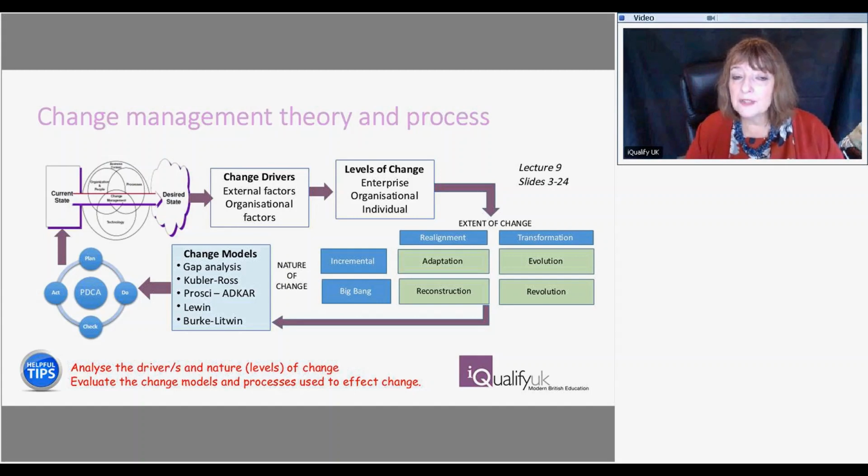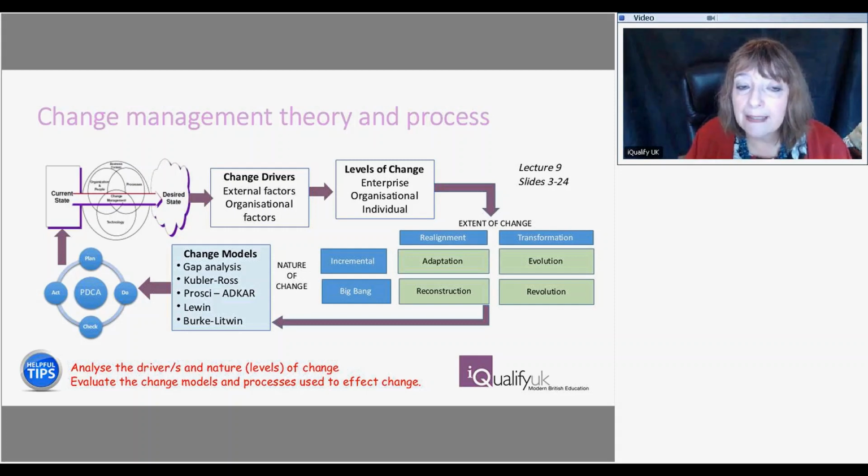And you'll recall we looked at this next model, which examines the nature of change and the extent of change. And what do we actually mean by these? At this level, realignment and incremental just requires a little bit of tweaking or adaptation in what we do. But where you've got transformation and it's going to happen quickly, that's going to be a revolution. So what change are you looking for in your particular organisation of choice for your assignment?